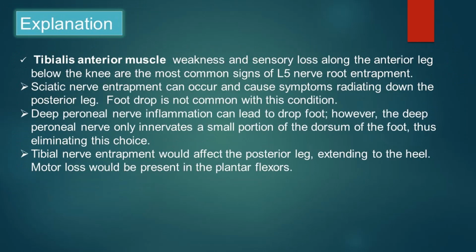Let's see the explanation. Tibialis anterior muscle weakness and sensory loss along the anterior leg below the knee is the most common sign of L5 nerve root entrapment. On the other hand, sciatic nerve entrapment can occur and cause symptoms that radiate down toward the posterior leg, and it does not cause foot drop. The deep peroneal nerve only innervates a small portion of the dorsum of the foot, so it does not usually cause foot drop and sensory loss.